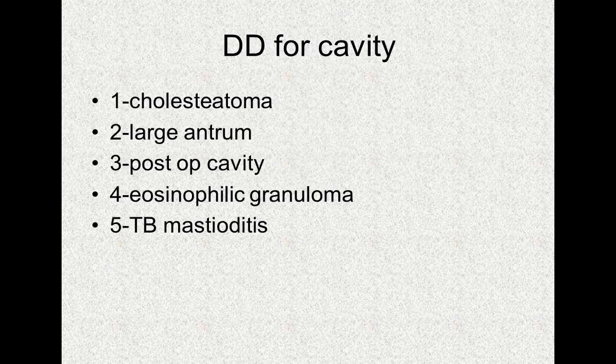What to differentiate for a cavity in the mastoid? Either cholesteatoma, secondary large antrum normally, post-operative cavity, eosinophilic granuloma, TB, or mastoiditis.